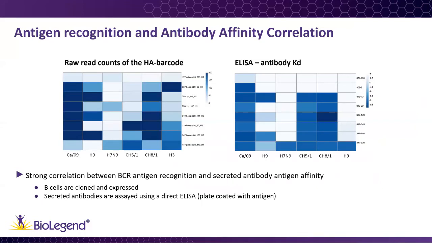In this final data slide for this project, you can see the correlation between the barcode read count to the left and the affinity of the antibody produced by the corresponding B cell to the right. After analyzing the single cell data from the antigen-specific B cells, they cloned the B cell candidates based on their cross-reactivity and expressed the antibodies. The ELISA was done coating the plates with the antigens as indicated at the bottom of the graph. The cloned B cells correspond to the antibody expressed by raw counts between the two graphs.